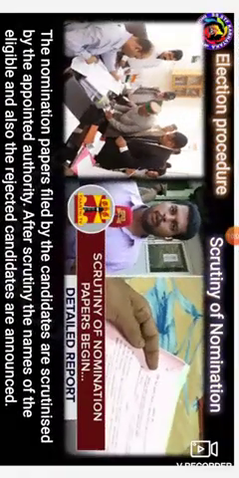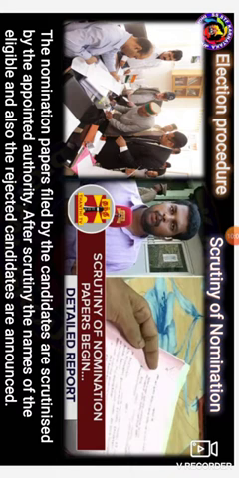Next, we have to see the scrutiny of nomination. The nomination papers filled by the candidates are scrutinized by the appointed authority. After the scrutiny, the names of the eligible and also the rejected candidates are announced.